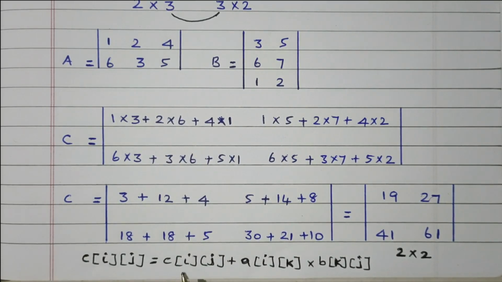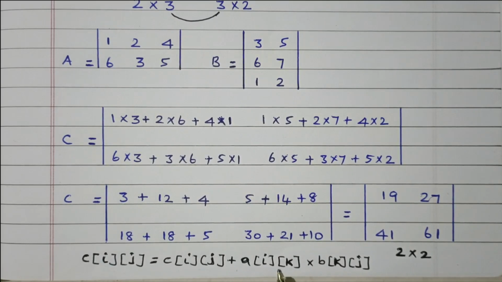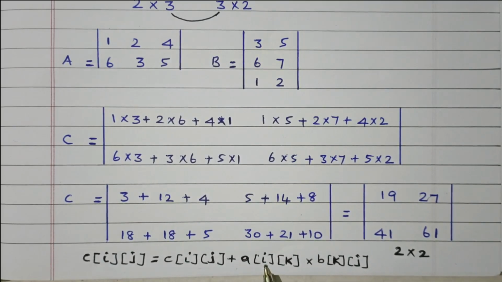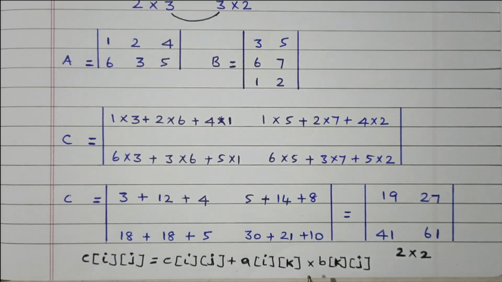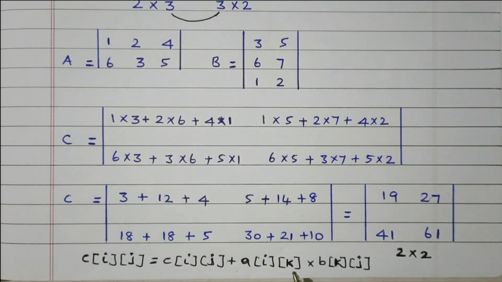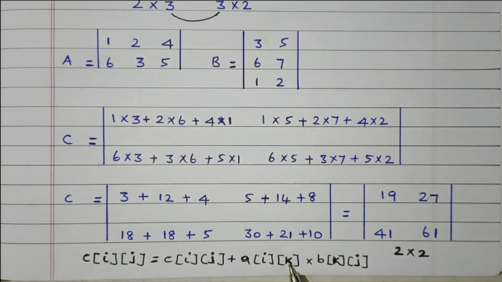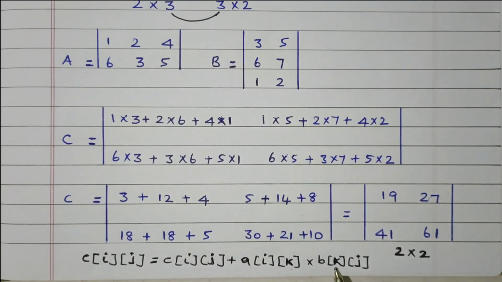So C of ij equal to C of ij plus A of i into k. Normally i refers to the row size, j refers to the column size. But here we need one more term. We need to multiply 3 times, so one more variable is introduced, k. A of ik into B of kj.